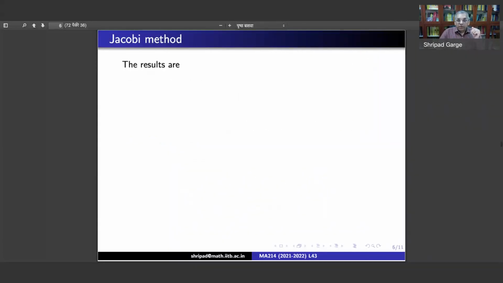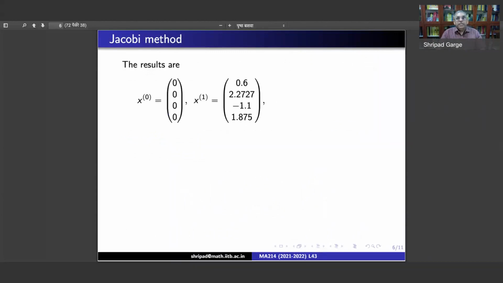So I will not give all the results here. I will actually give you a table later on in our same lecture. But let me write some of the initial terms. So you have that the 0th approximation is 0, 0, 0, 0. First approximation is 0.6, 2.2727, minus 1.1 and 1.875. And so on up to the 10th approximation being 1.001, 1.9998, minus 0.9998 and 0.9998.